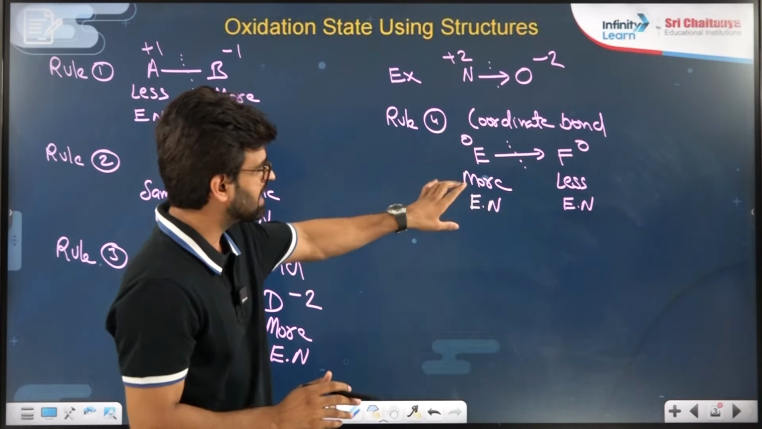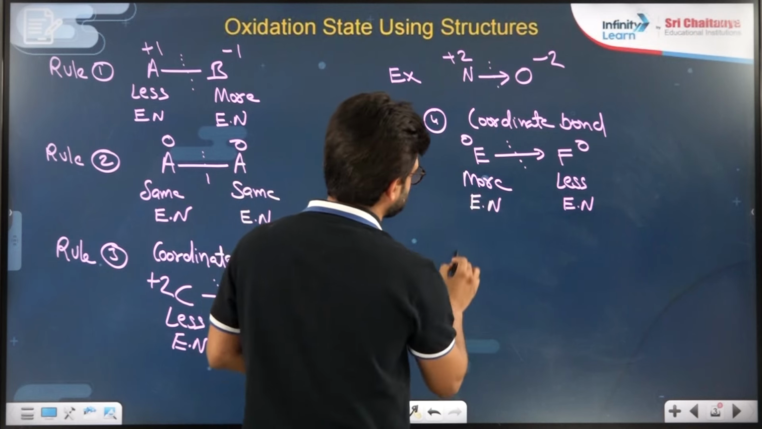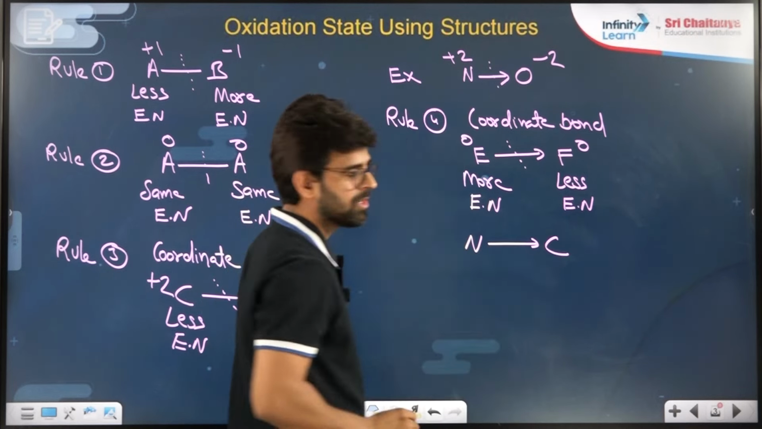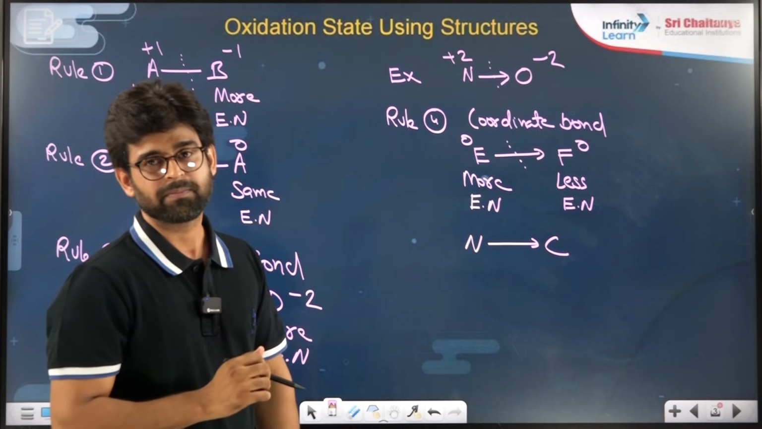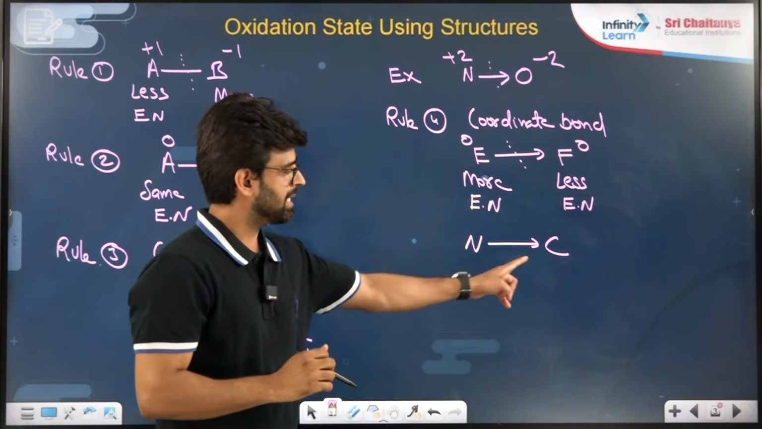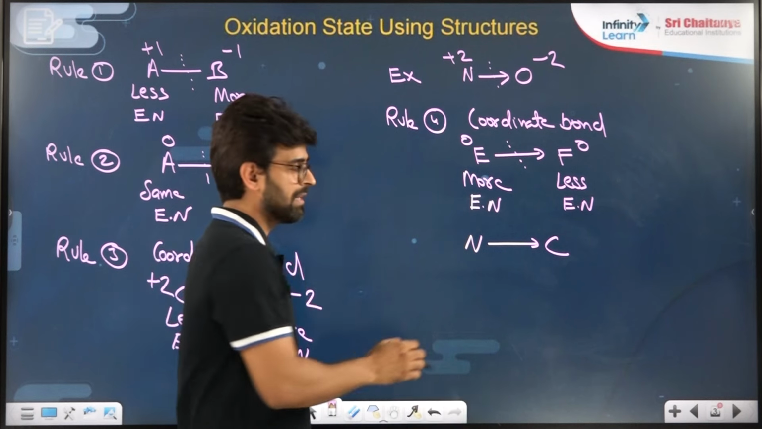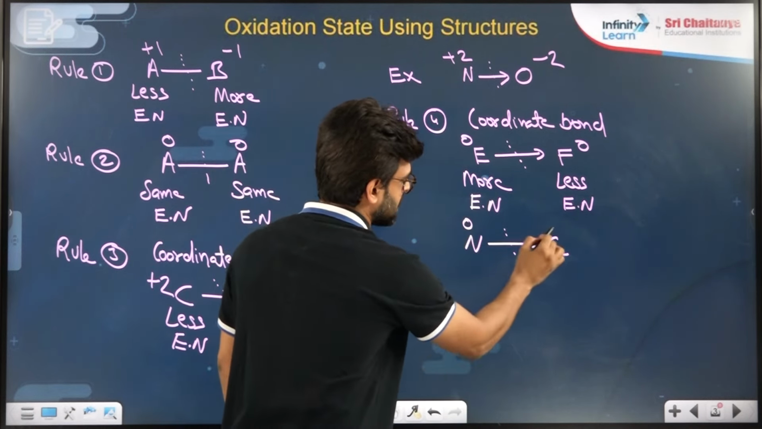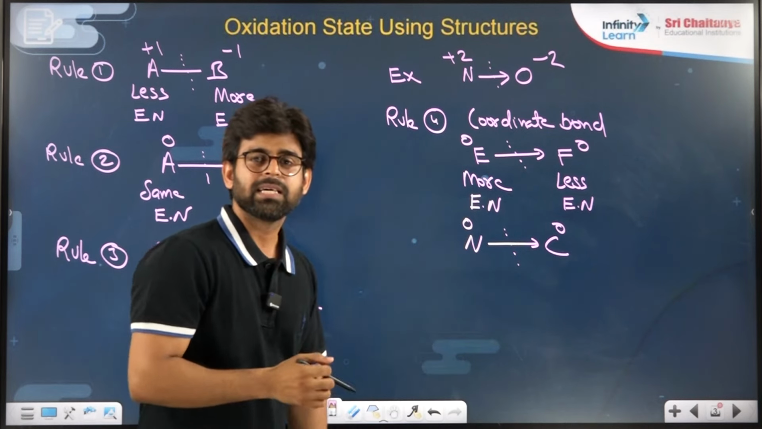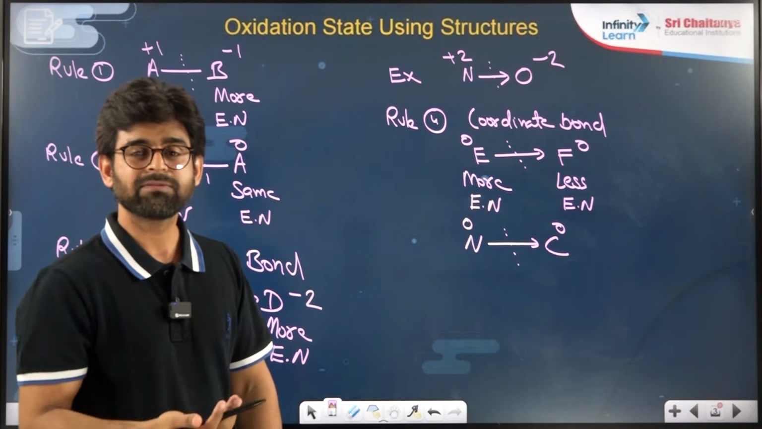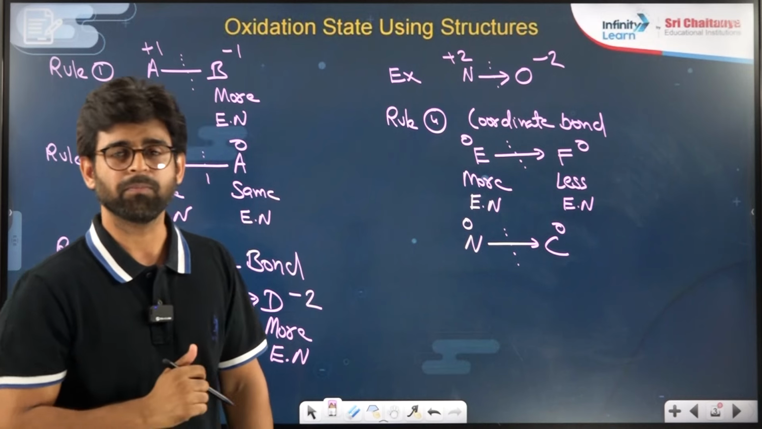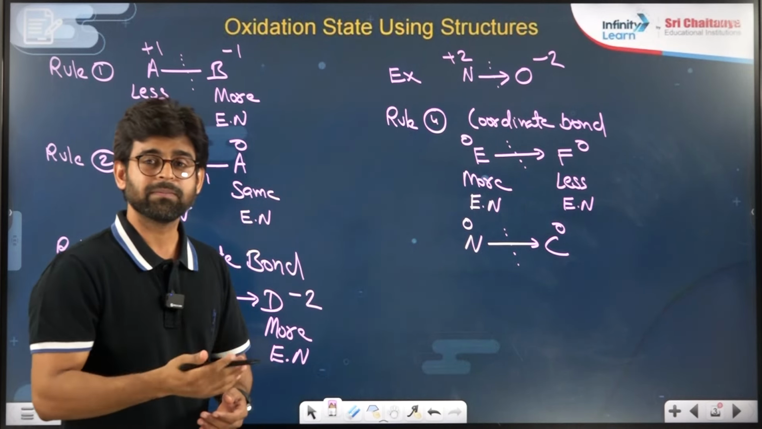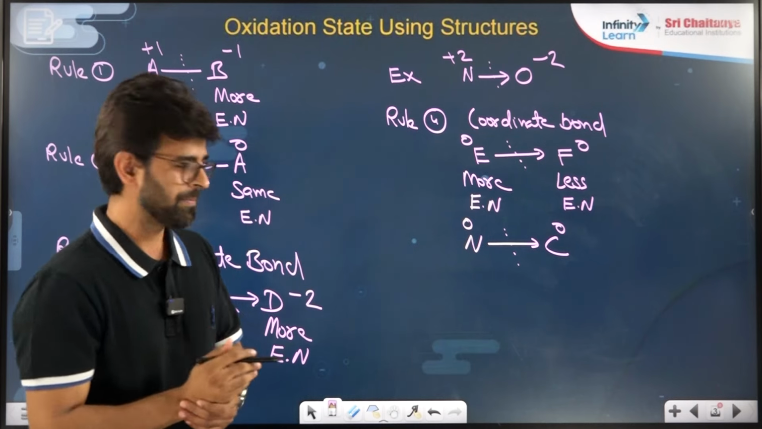If I take a real example for this, imagine we have nitrogen, and here we have a coordinate bond with carbon. More EN, less EN, and a coordinate bond. You break the bond. What did we get here? We got 0 and 0. We will not give any charges to the atoms when we are breaking this bond, right? Clear? Okay.